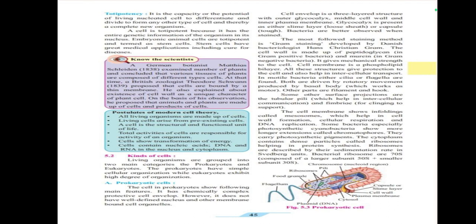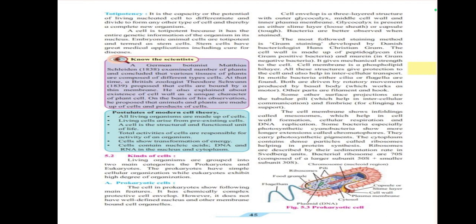Cell membrane is a phospholipid bilayer. All these structures give protection to the cell and also help in intercellular transport. Then motile bacteria have cilia or flagella produced by basal body, which works as motor. Other parts are filament and hook. Some other surface projections are the tubular pili, which help in intercellular communication, and fimbriae, for clinging to support. The cell membrane shows infolding called mesosomes, which help in cell wall formation, cellular respiration, and DNA replication.